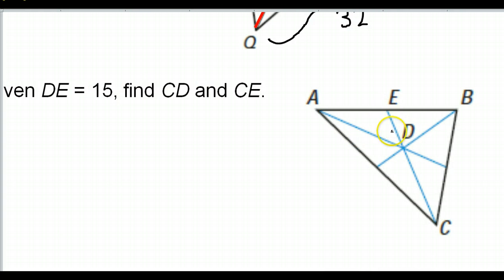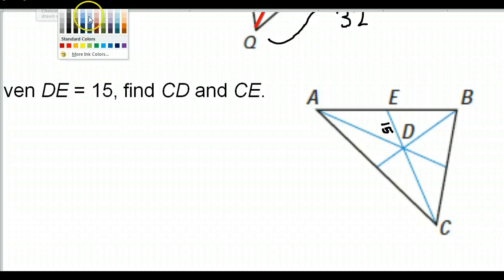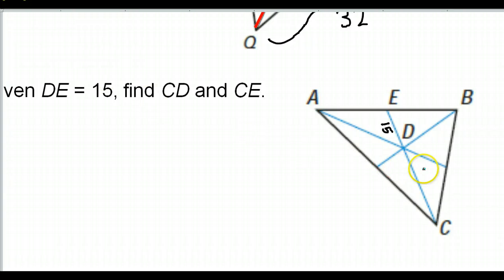Okay, so DE right here is 15. So this is 15 right there. We're supposed to find CD and CE. Well, that is going to be a piece of cake, because this is the one where we do the 3 equal parts and all that good stuff.